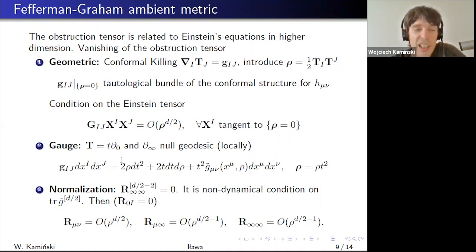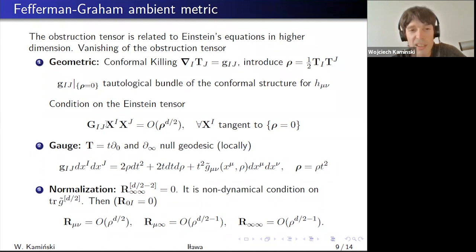But of course later, if we consider this Fefferman-Graham metric, we impose some gauge. So we want first of all that this T tensor is T d over dt. And we want that this vector in the direction rho in fact generates a null geodesic. If one imposes this additional condition, which is something like a gauge, then we get the standard form of the metric. And there is yet a third thing.